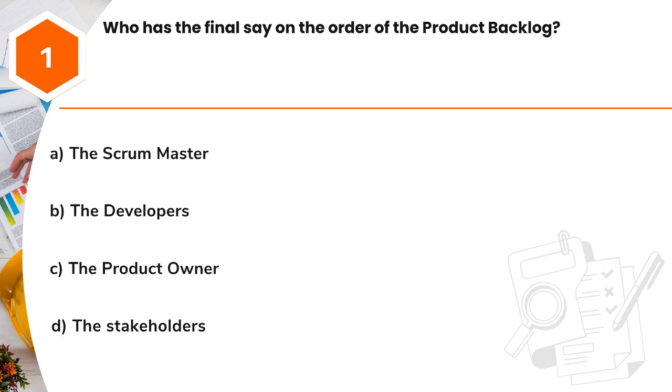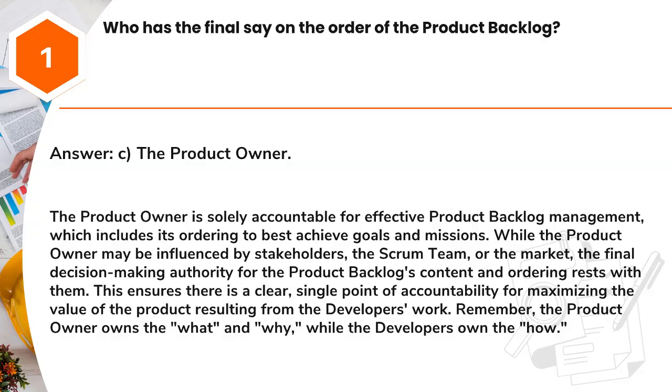Question 1. Who has the final say on the order of the product backlog? A. The Scrum Master. B. The developers. C. The product owner. D. The stakeholders. Answer: C. The product owner.